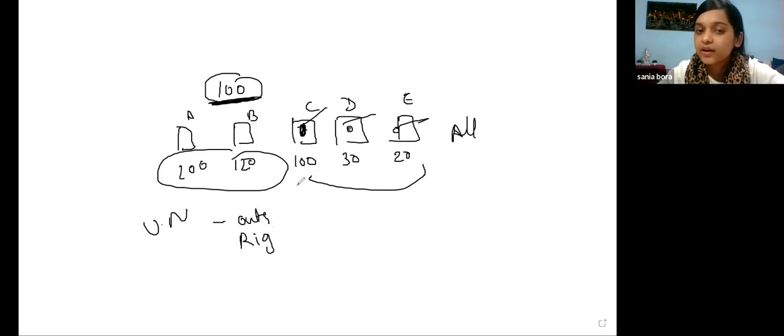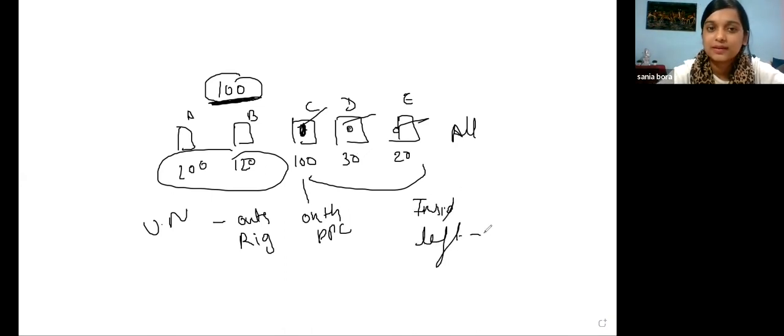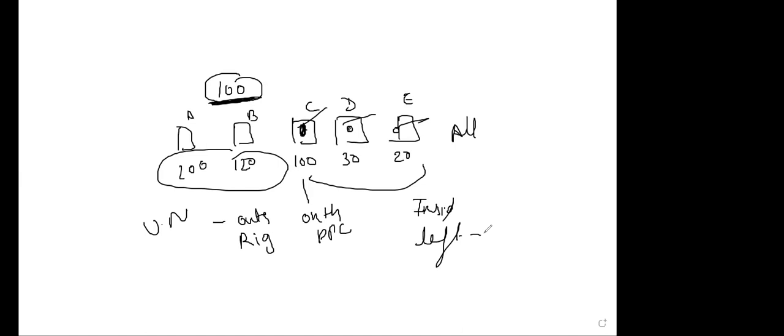For this 10,1, you will be saying on the PPC, right? On the PPC. But for 3,0 and 2,0, you are going to say inside the PPC or leftward of the PPC. Clear? Okay, teacher.